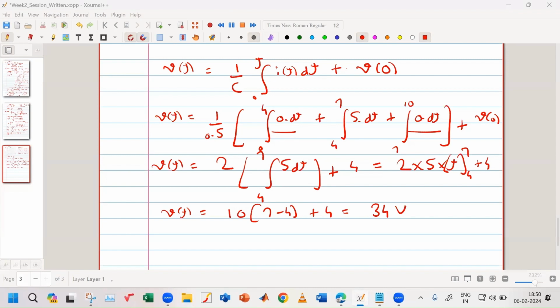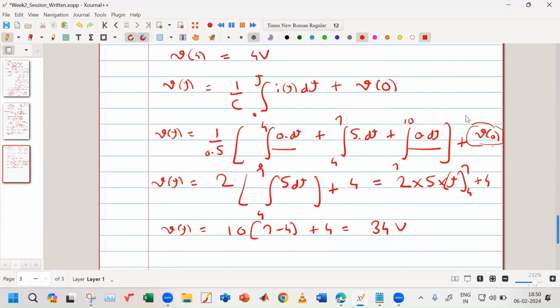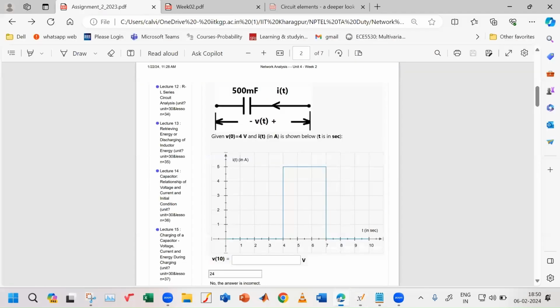When you forget to add the initial condition, that is why you make a mistake. So the initial condition you should never ignore. That is important. Then this sum we have solved. All right, so we'll go to the next sum.